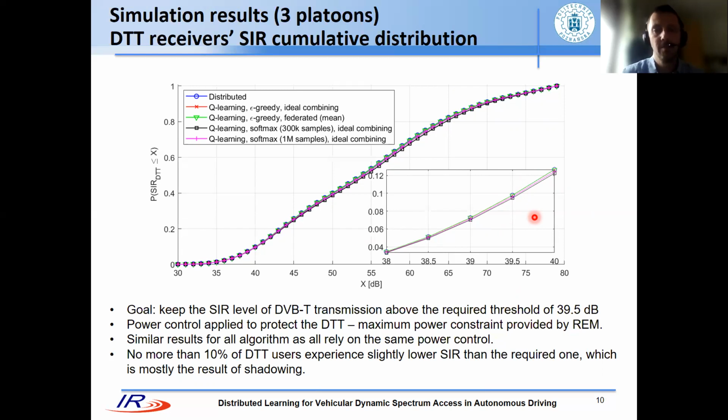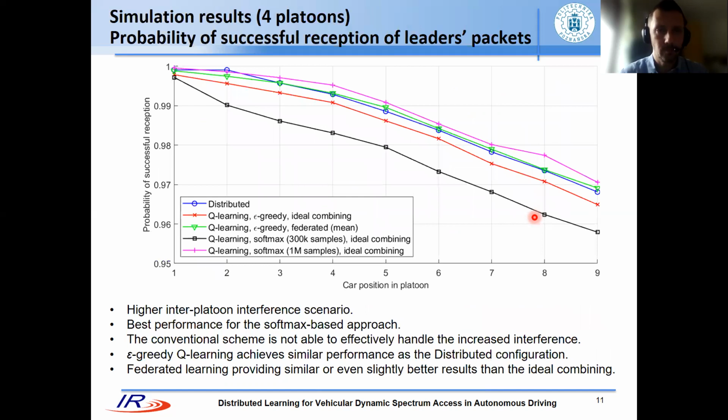And we can observe that we have similar results for all the algorithms, right? Because they will, of course, rely on the same power control. So it seems that the selection of band doesn't have so much impact on the ability to protect the primary system. And the primary system is sufficiently protected just because no more than 10 users experience slightly lower SIR, which is mostly due to the shadowing, which is not known at the REM side.